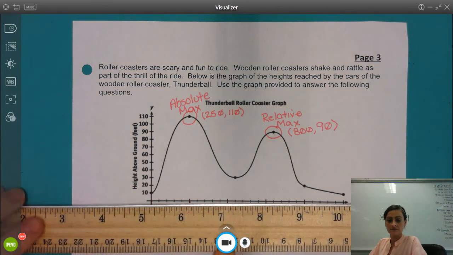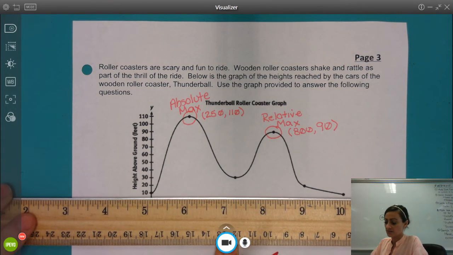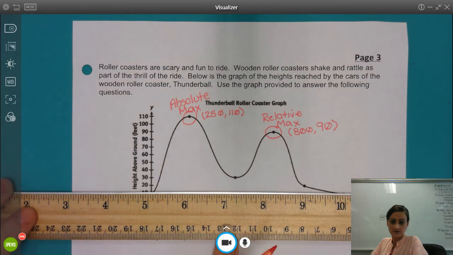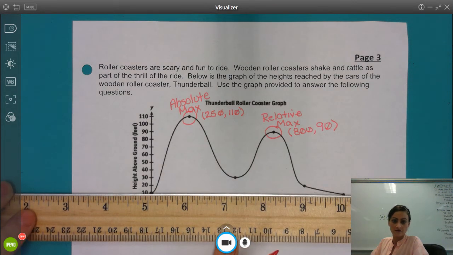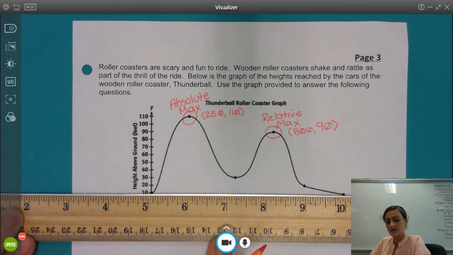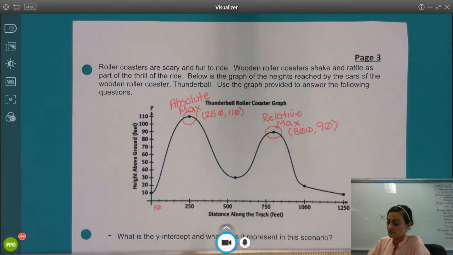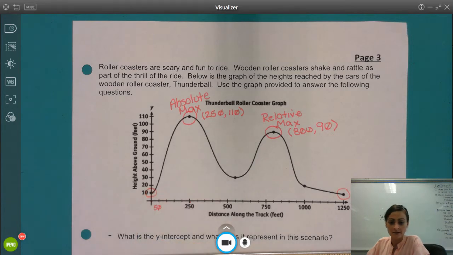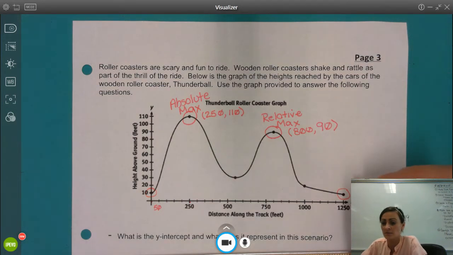So as I'm looking at my graph, you'll notice that along this y value of 10, there are 2 different points that have a y value of 10. This tells me I have 2 absolute minimums. They both happen with a y value of 10, so it's okay that I have 2 absolute minimums.